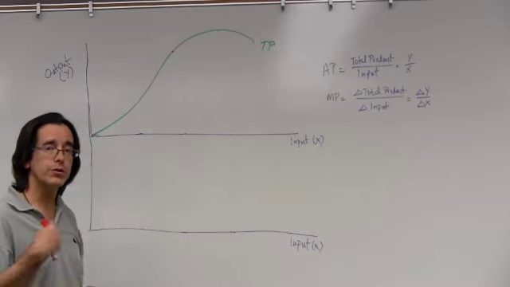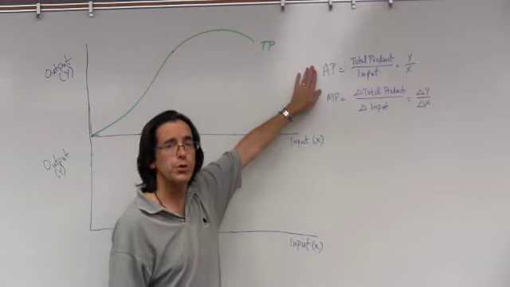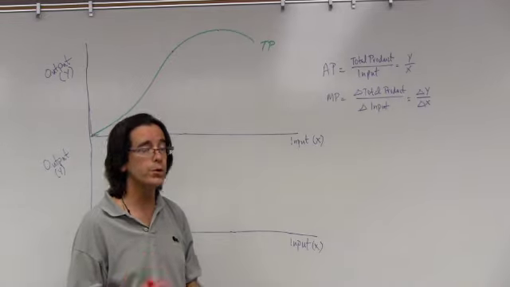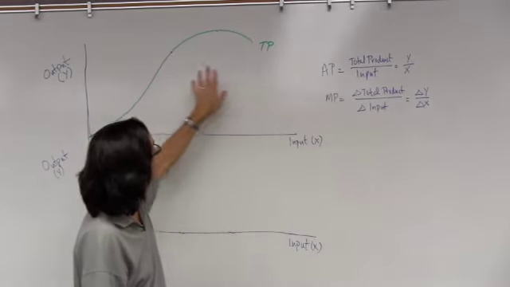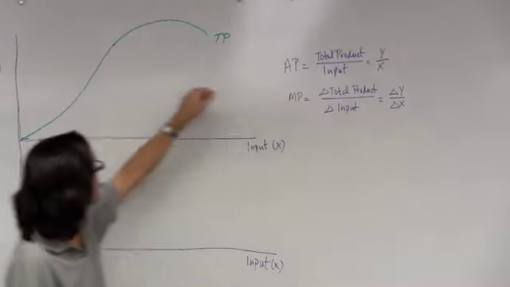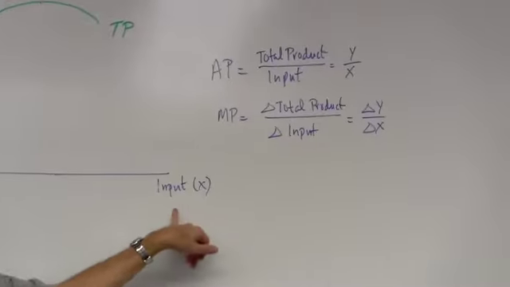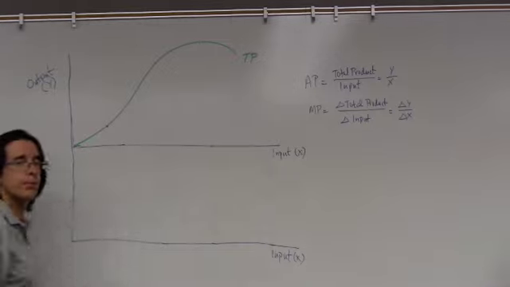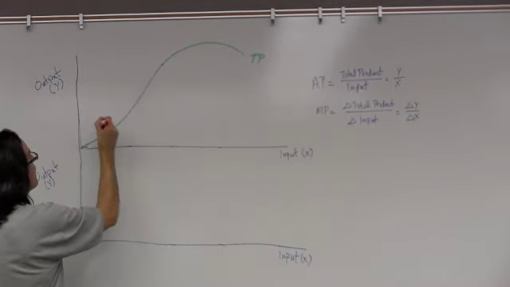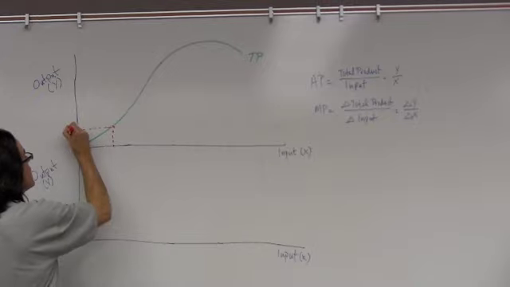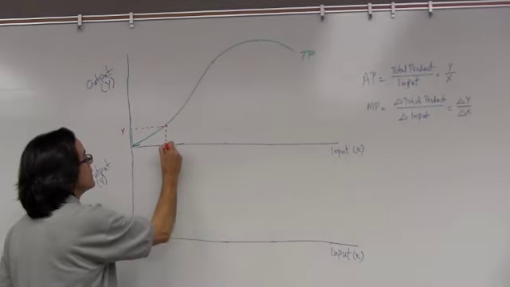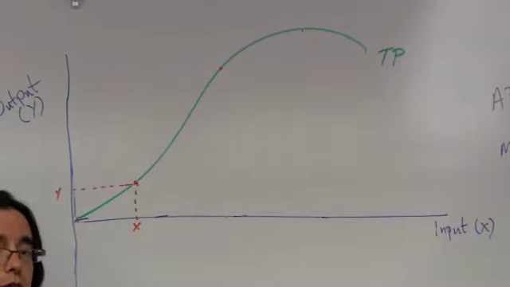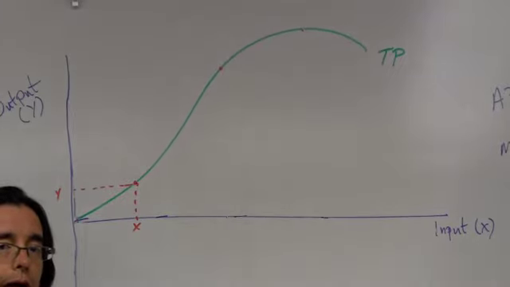So the next concept that was introduced in that previous video was the idea of the average product. So the average product is defined as simply the total product, that level of output, divided by the level of input. So for this graph, it's simply y, the level of output, divided by x, the level of input. So what does it look like on the graph? Well, we could just choose some particular point on the total product curve, that point has an output and an input.